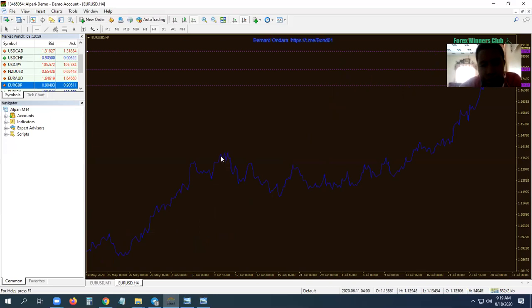You can see multiple touches at the top here. Touch, touch, touch, and then touch as support. Then down here, you can drop another line. You can drop another line here. Touch, touch, touch, touch, touch, touch.